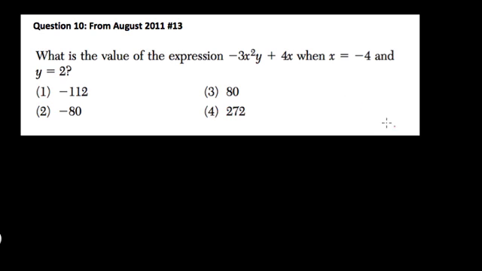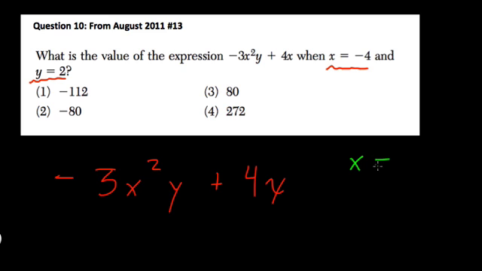Okay, so they ask what is the value of the expression, and here it is: negative 3x squared y plus 4x. They tell us to find the value essentially when x equals negative 4 and y equals 2. So those are the two variable values we have, x equals negative 4 and y equals 2.